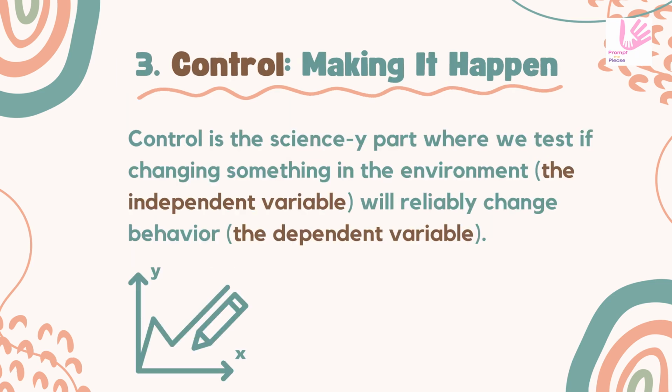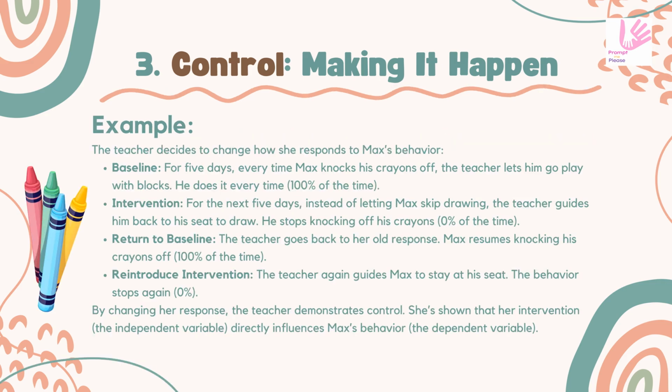Next, we are going to look at control. Here's where ABA gets exciting. Control is the science part where we test if changing something in the environment, the independent variable, will reliably change behavior, the dependent variable. Let's look at an example of control.